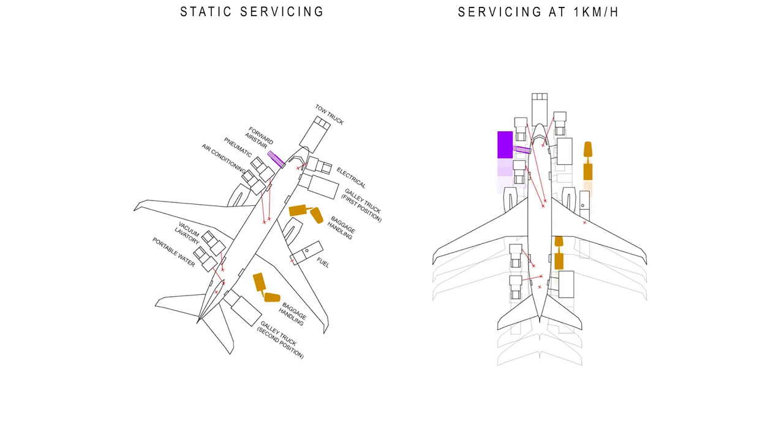You see on the left side static servicing, so you already have a lot of mobile gadgets attaching to the plane, so why not put them in order and run along the airplane? And this would be the building which emerged.